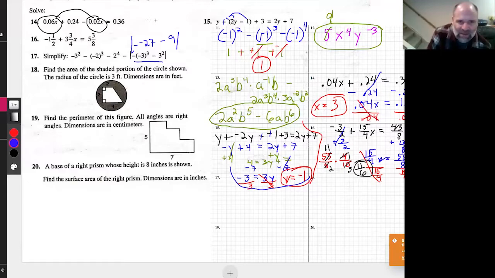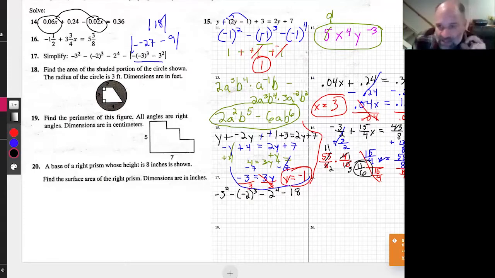So this is the absolute value of 18, which doesn't look like that. Okay, so here's my problem. I'm going to just write it out here now. So I've got -3 squared minus parenthesis -2 cubed minus 2 to the 4th minus, what's the absolute value of 18? Just 18. If that was a -18, then we just make it positive. But if you end up with the positive in the absolute value, just leave it alone.